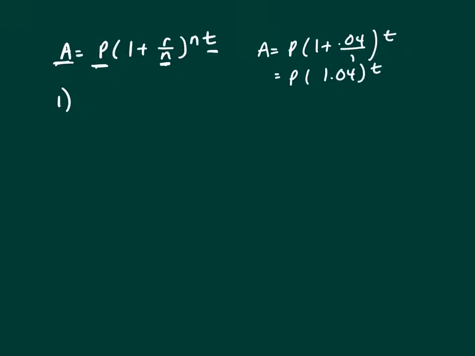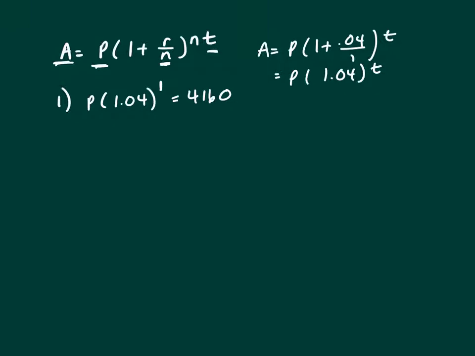All right, now look at clue 1. The amount of investment at the beginning of the second year is the same thing as the end of the first year. So I know that P times 1.04 to the first, that's 1 year, is equal to 4160.